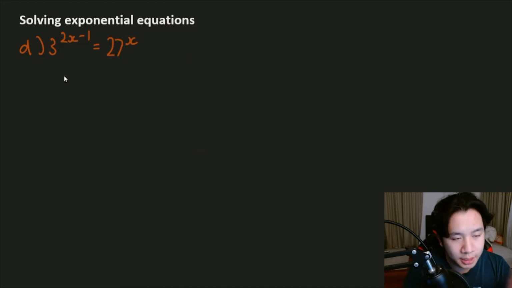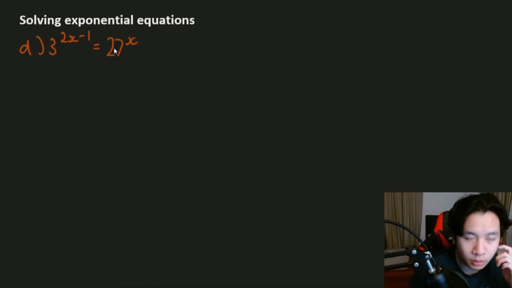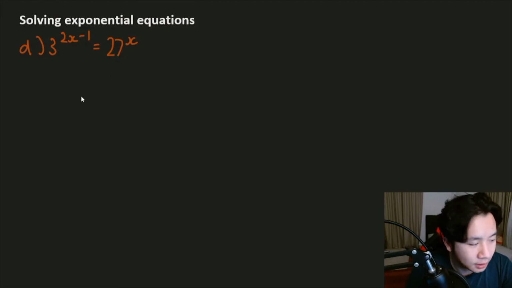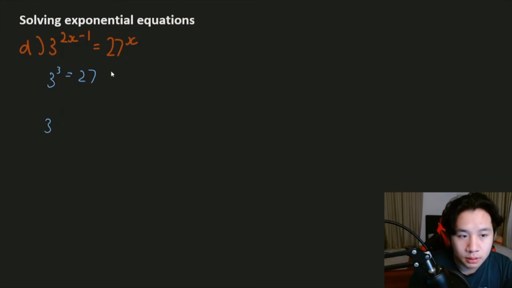All right, so here we have 3 to the power 2x minus 1 is equal to 27 to the power of x. Now, I will be using base 3 in this case, because that's the lowest that this side goes to. And so I know that 3 cubed, no, wait, I'll write it here. 3 cubed is equal to 27. And so I'll be writing this as 3 cubed instead. So this whole thing, I'll rewrite it here: 3 to the power 2x minus 1 is equal to 3 cubed to the power x.